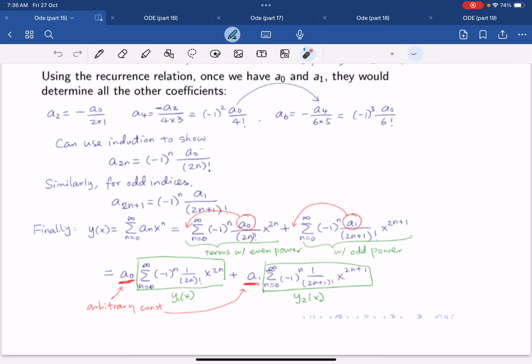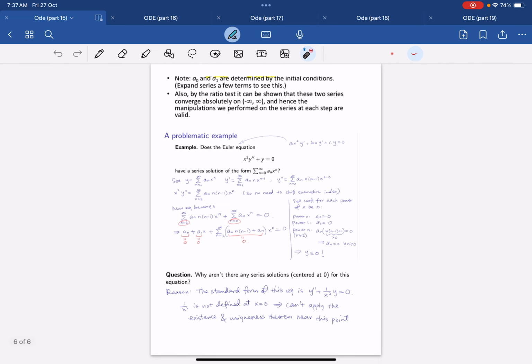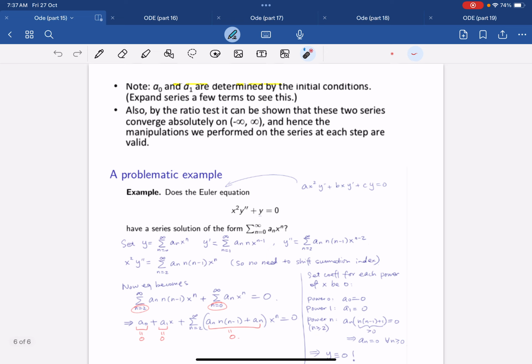With that understanding, we know that this will be one of the fundamental set of solutions and this will be the other fundamental set of solutions. So how do we get the a_1 and a_0? We just use the initial conditions.